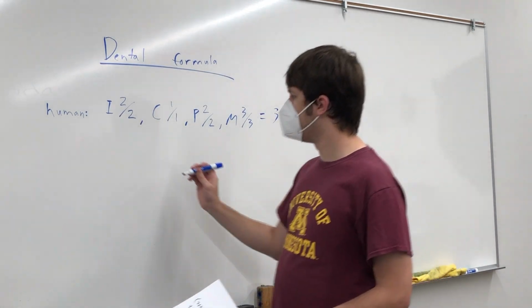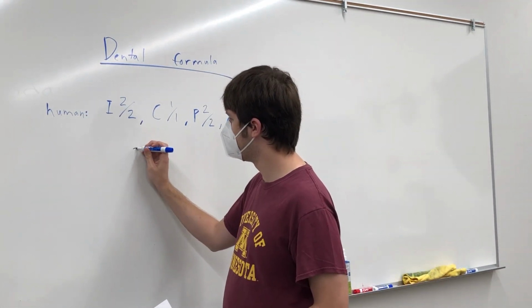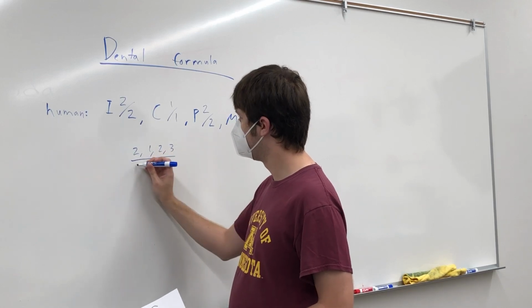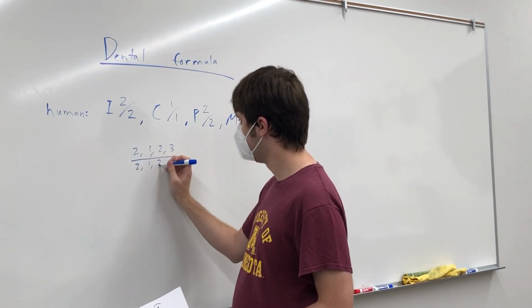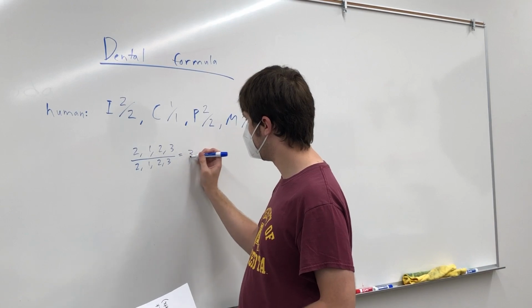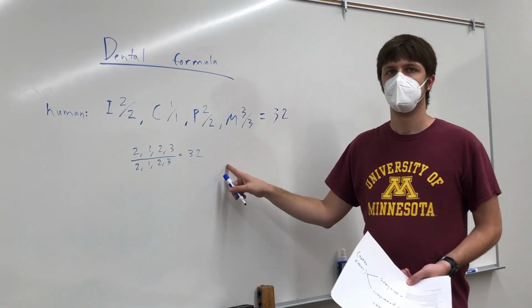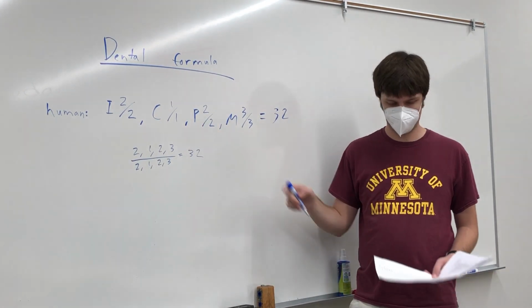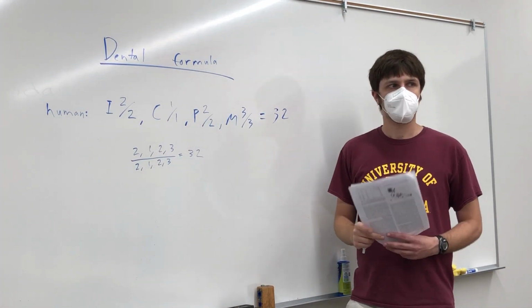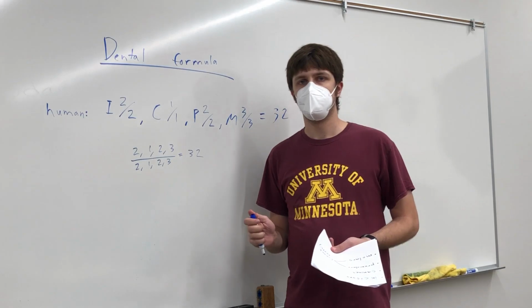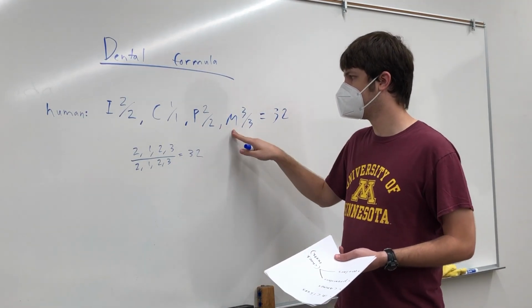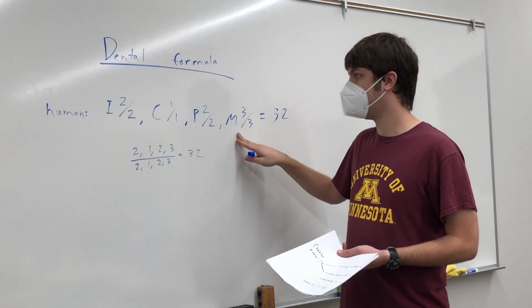Another way to write this that you may see is just all the numbers in one line, over 2, 1, 2, 3 equals 32. Same thing. The order is always incisor, canine, premolar, molar. If you have a species where you can identify the premolar versus molars, then great, you do that.